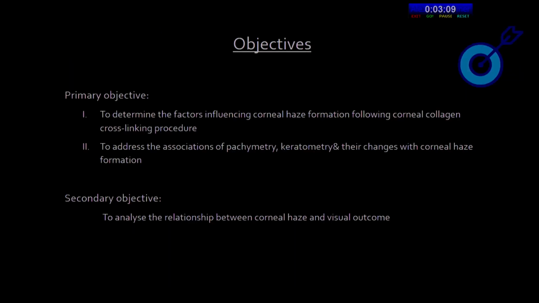So the main objective, the primary objective of our study was to determine the factors influencing corneal haze formation following CXL, also to address the association of pachymetry, keratometry and their changes associated with haze formation. Secondary objective was to analyze the relationship between corneal haze and visual outcome.